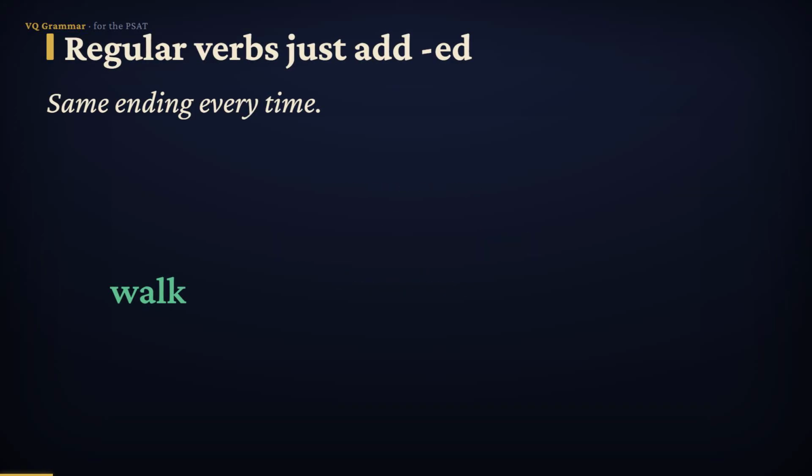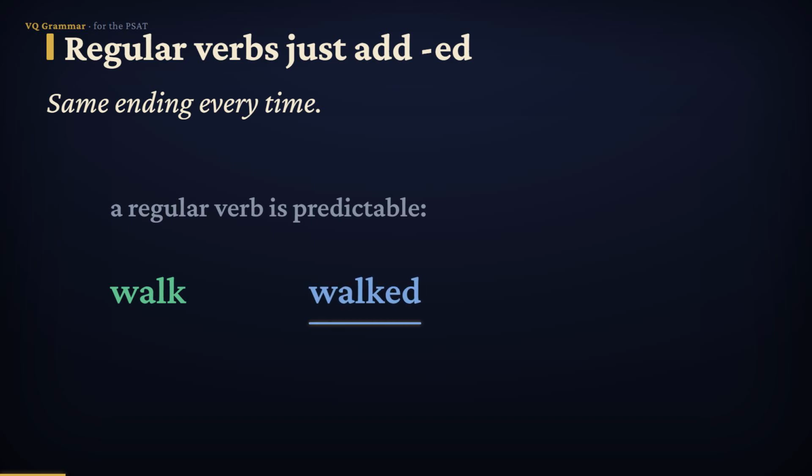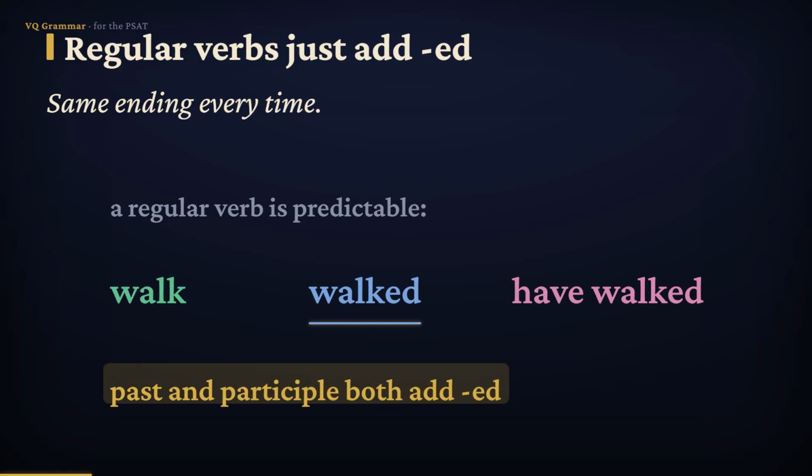Let's start with the easy kind. A regular verb is completely predictable. Take walk. For the past, you add ed, walked. For the form you use after have, the past participle, you add ed again, have walked. Same ending every time. That's a regular verb, and most verbs work exactly this way.